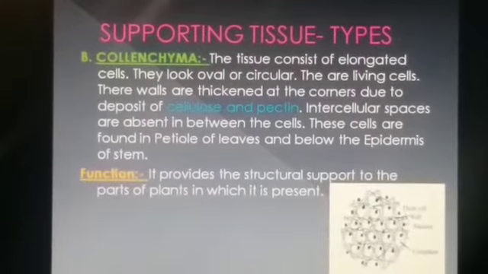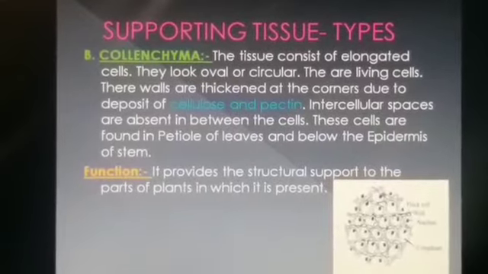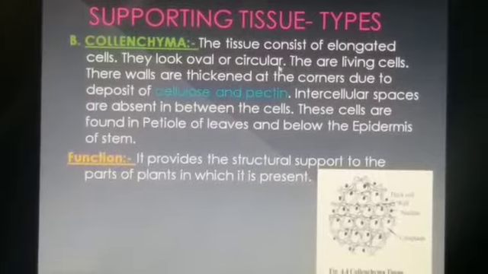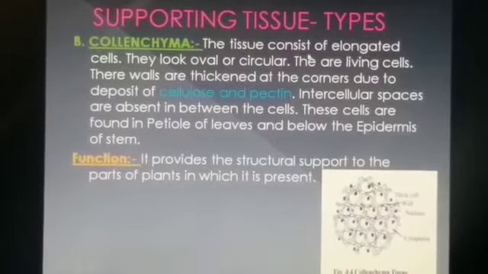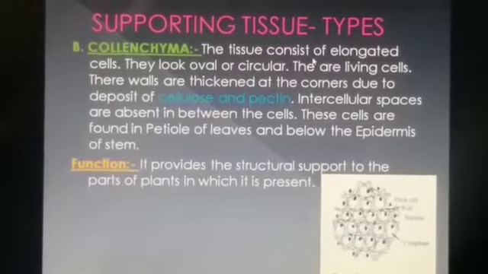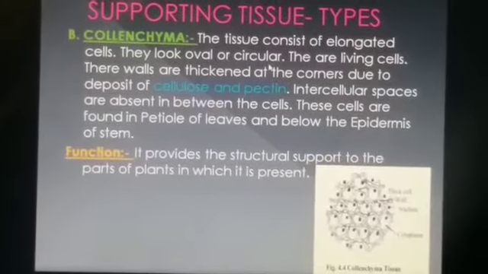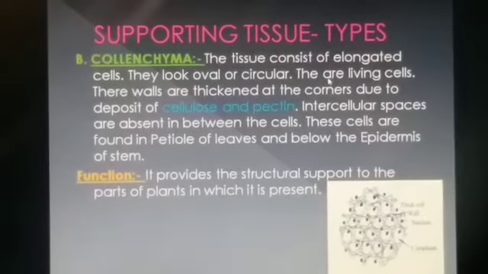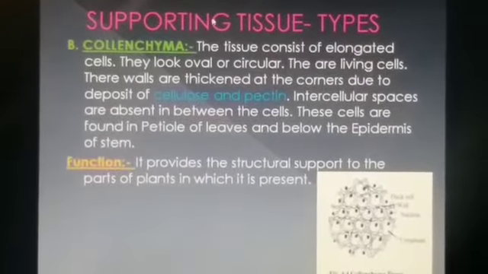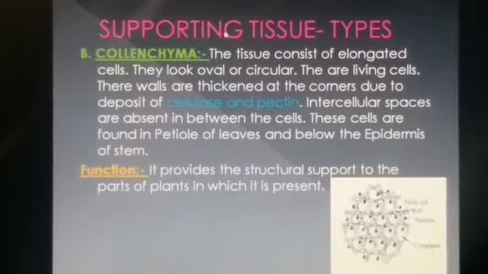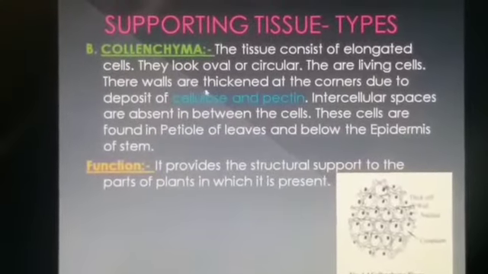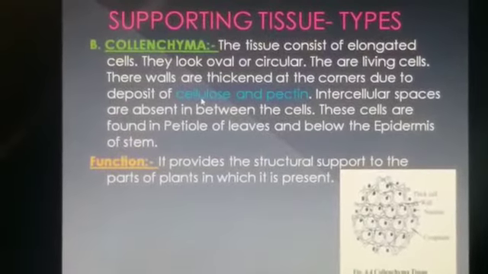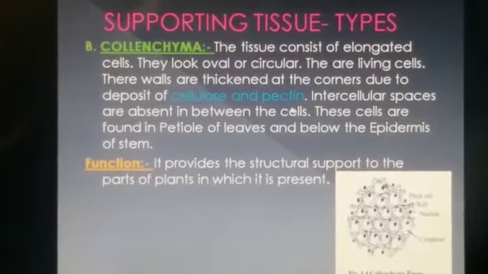Now second type of supporting tissue is collenchyma. This tissue consists of elongated cells. They look oval or circular. They are also living cells. Like parenchymatic cells, collenchymatic cells are also living cells. Their cell walls are thickened at the corners due to deposit of cellulose and pectin.